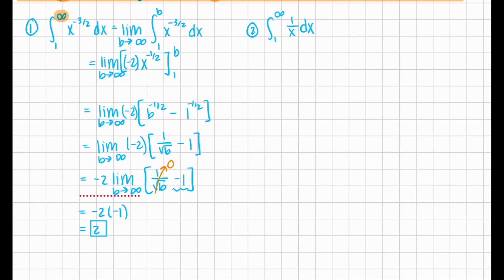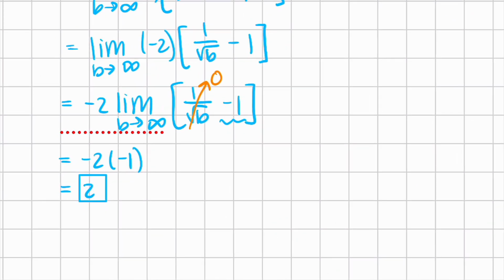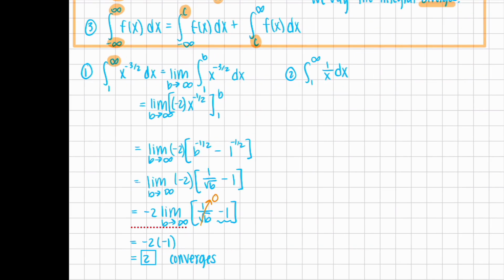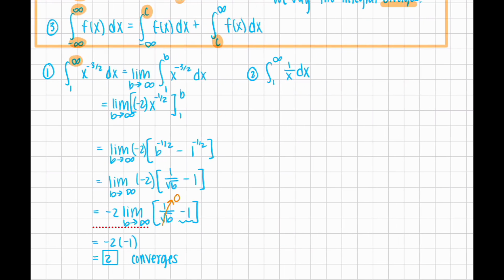And since we get an answer here, we're going to say that the limit, or I should say the integral, converges. So your answer is 2, but we can also say on the side our integral converges. Okay, let's do another example.